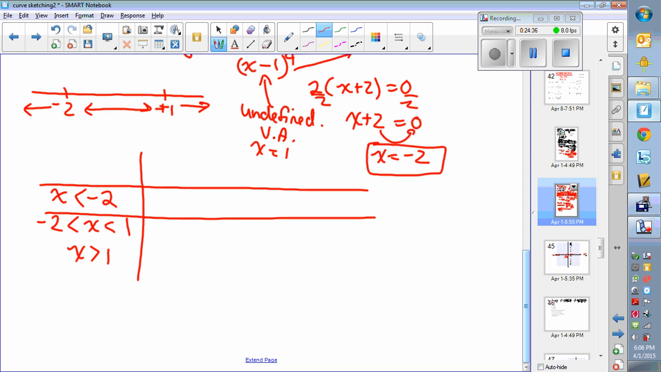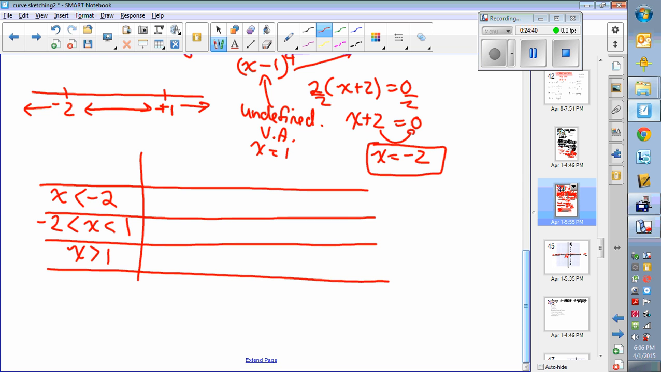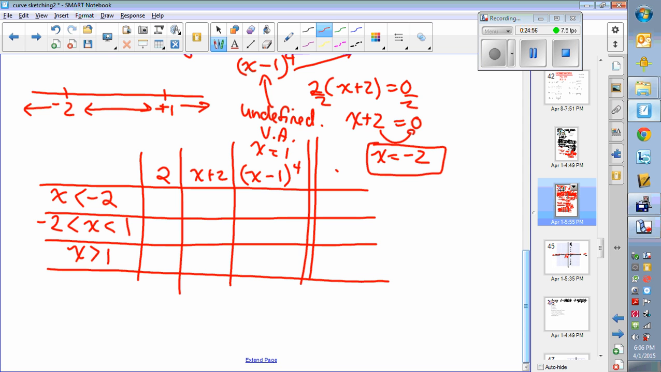So we look at what the columns are. The columns are what make up your second derivative. Your second derivative had a 2 in it. Feels kind of useless to include it, but you can. It had an x plus 2, and it had x minus 1 to the 4th power. And then lastly, I have a column to summarize what the second derivative was.